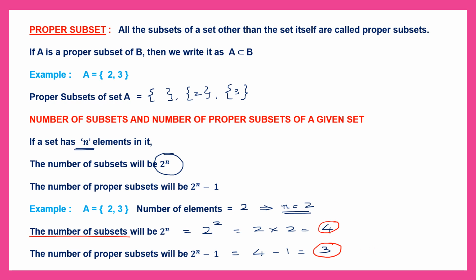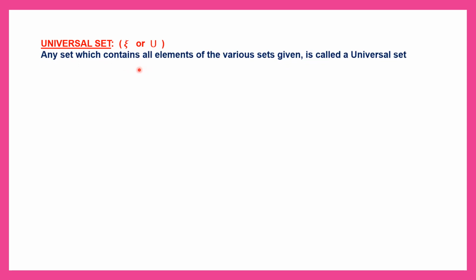Now there is one more set, called the universal set, and this is the symbol for a universal set. So what is a universal set? Any set which contains all elements of the various sets given is called a universal set. Suppose you have 3 sets. All these elements together will be present in one set, and that set is called the universal set.